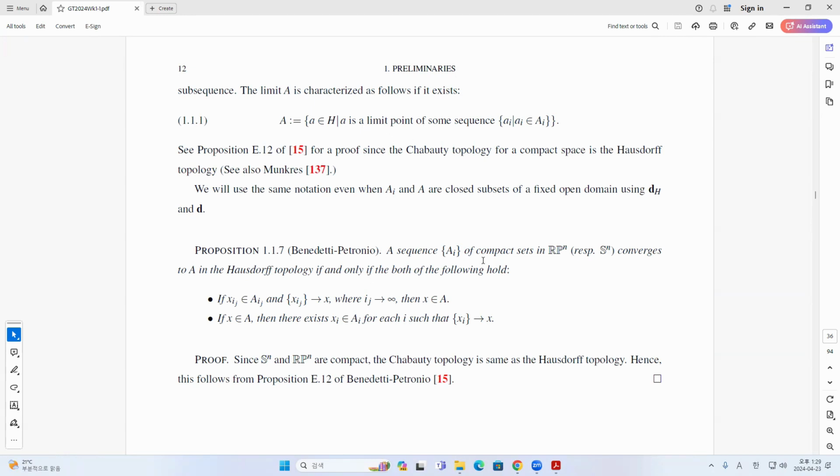And they furthermore prove in the book that a sequence of compact sets converges to A in the Hausdorff topology if both of the following hold. If Xi_j is in A_ij and Xi_j converges to X, then X is in A. If X is in A, then there exist Xi in A_i so that Xi goes to X. Again, this is proven for the Chabauty topology, and it applies here.